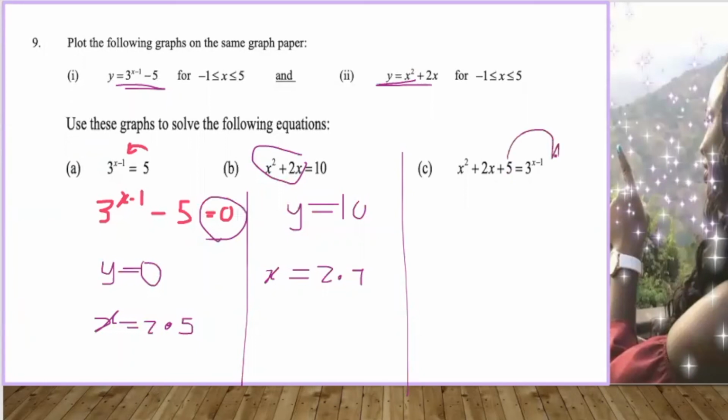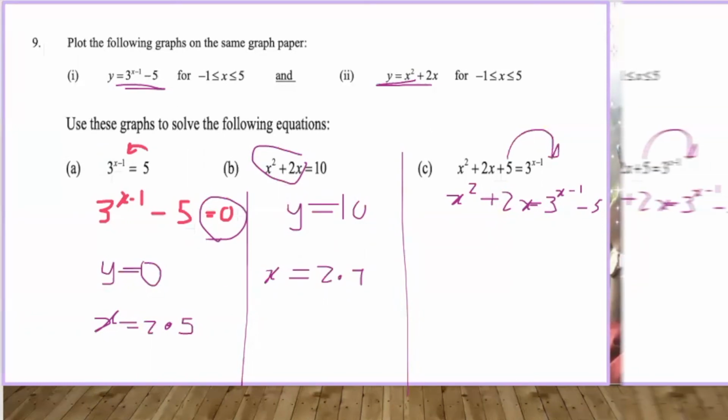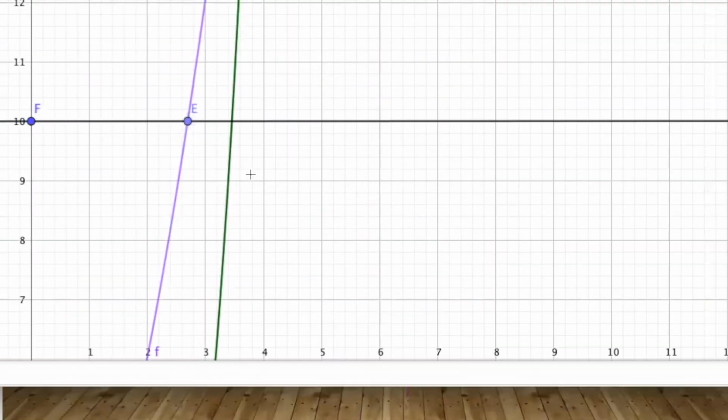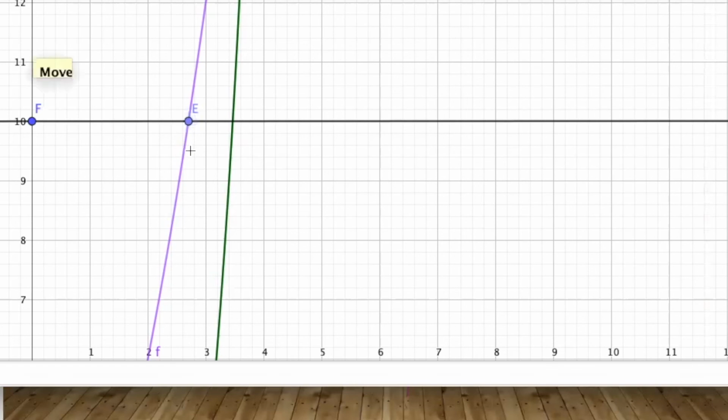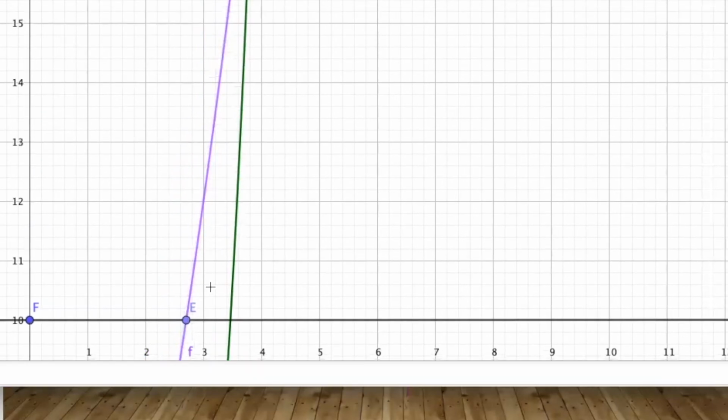The final one, if you realize it's not looking like the individual functions that we drew, but if I carry the 5 over, I will have x squared plus 2x is equal to 3 to the power x take away 1 minus 5. So these two are equal. So if they're equal, then we're asking for the point of intersection. Where does the line and the curve intersect? So let's look for the intersection and we go further.